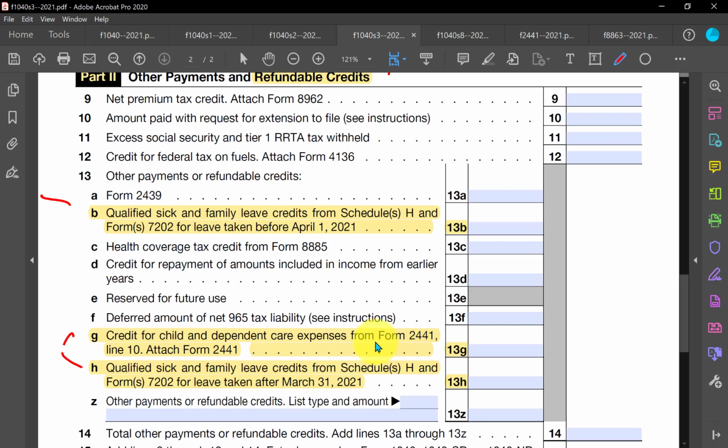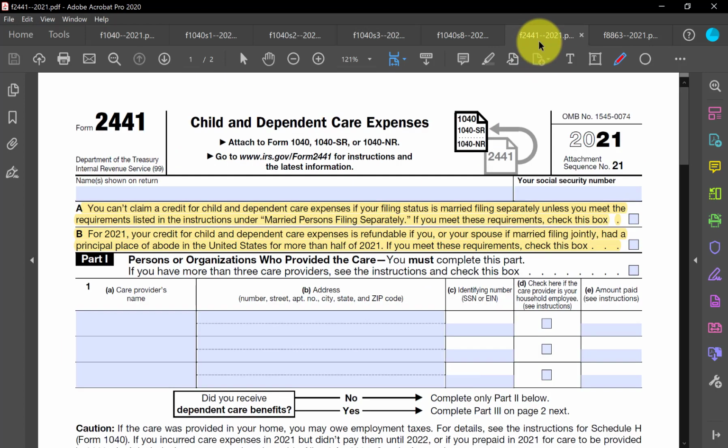And we'll talk again about this Form 2441. Let's take a look at that form. We did this form last semester in Chapter 7, but now there have been quite a few changes to this credit. There are a couple of questions here, A and B. In question A, they're asking whether the taxpayer's filing status is married filing separately. We learned last semester you wouldn't qualify for this credit. You would have to file a joint return if you're married to qualify for this credit.